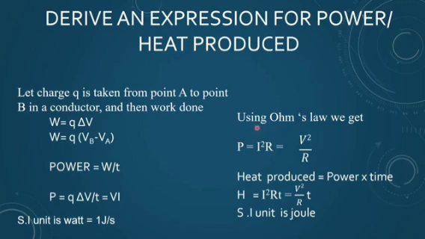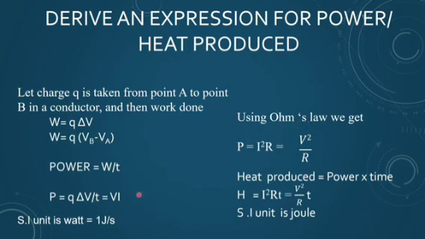And by using Ohm's law, you know V equals IR. If you put the value V equals IR, then power becomes I square R. Or if you put I in terms of V upon R, that is I square as V square upon R square, then one R will get cancelled and you get V square upon R.